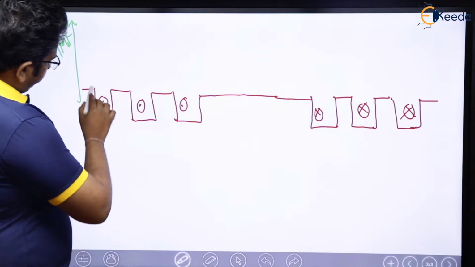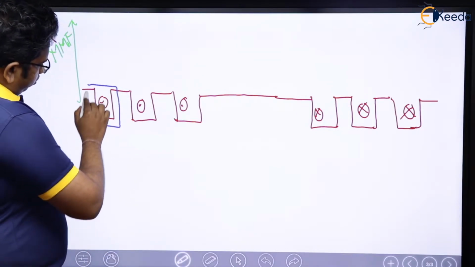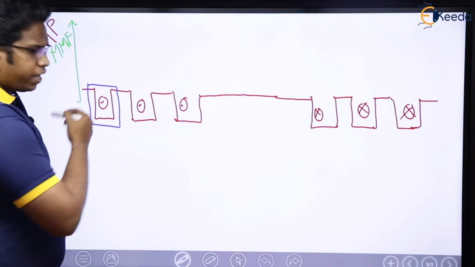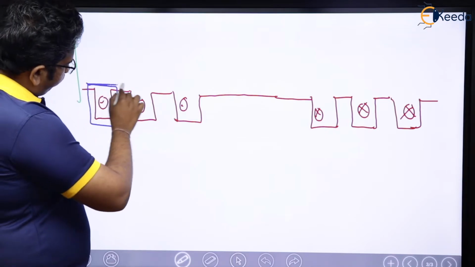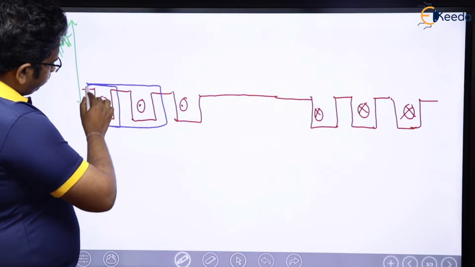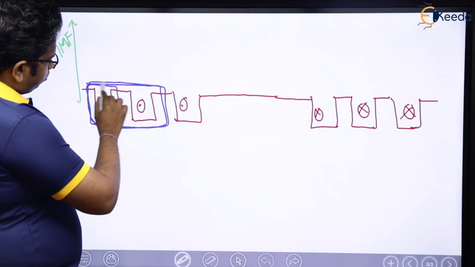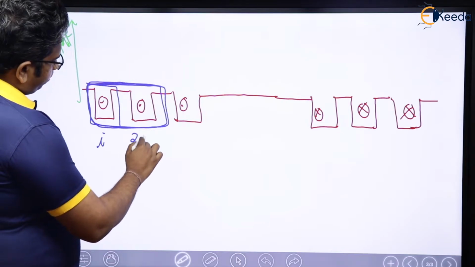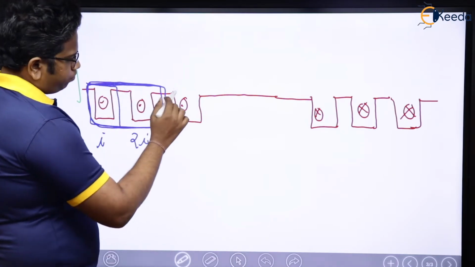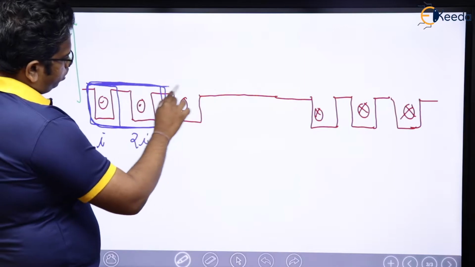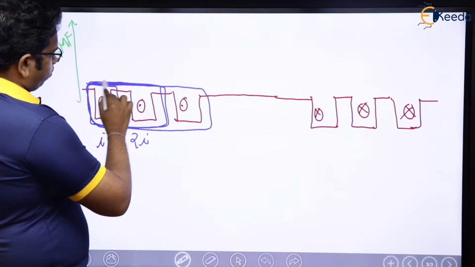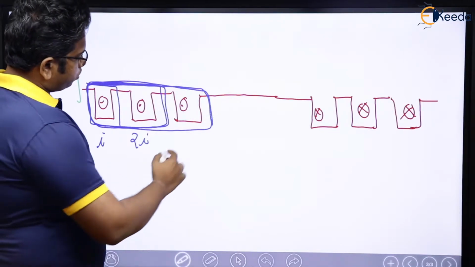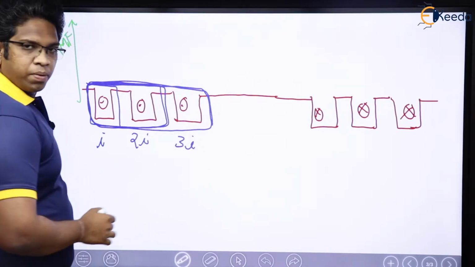Now, if you think of this area, how much is the current enclosed here? I, right? For this closed path. How much is the current enclosed in this closed path? 2 times I. So for this one it was I, for this one it is 2 times I. Again, I am not considering only this part, I am considering this total. For this closed path, how much is the current enclosed? 3I. Am I right or wrong?